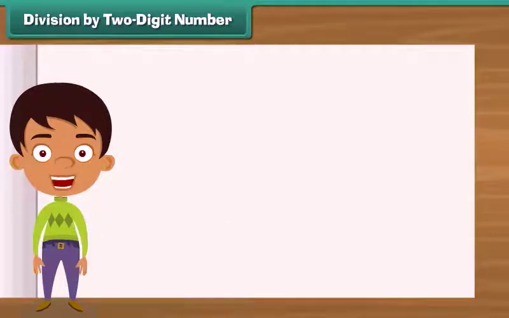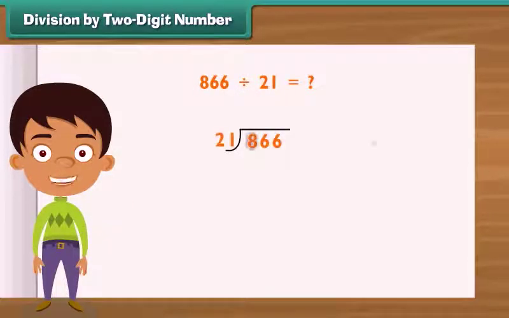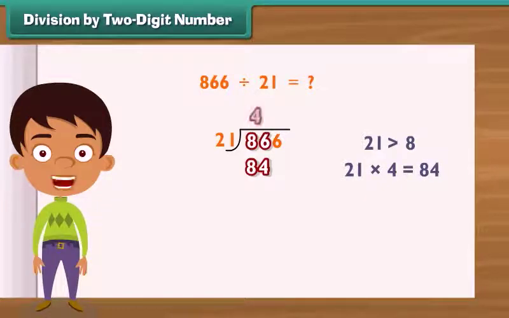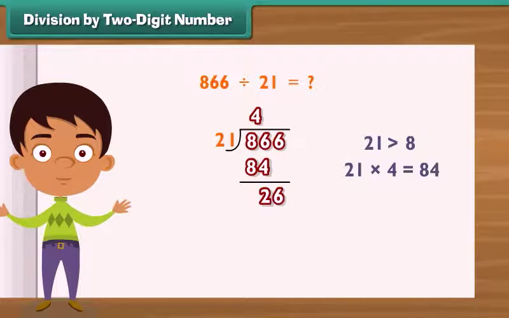Division by two-digit number. Divide 866 by 21. Since 8 is less than 21, divide 86 by 21. 21 into 4 is equal to 84. Write 4 above 866 and subtract 84 from 86 to get 2. Drag 6 down to form 26. Now divide 26 by 21.